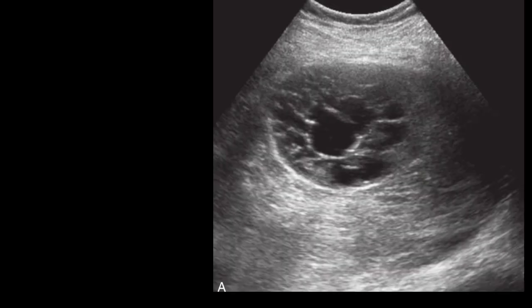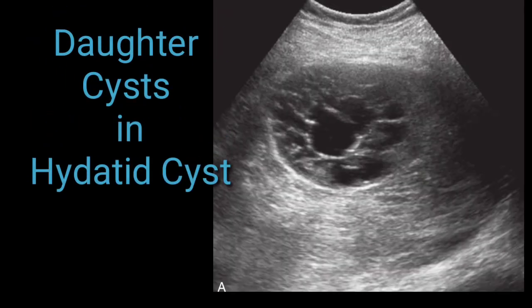So let's start watching these images, how this hydatid cyst will appear within the spleen, how we will write the report, and how it will be appreciable on the ultrasound imaging. So let's start watching these images. On this ultrasound image, you can see the cystic lesion within the spleen.